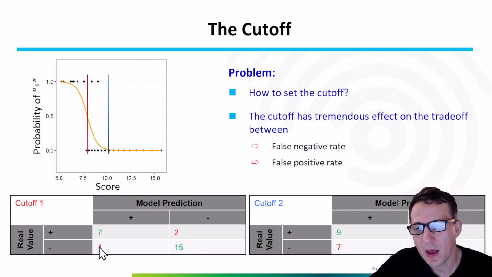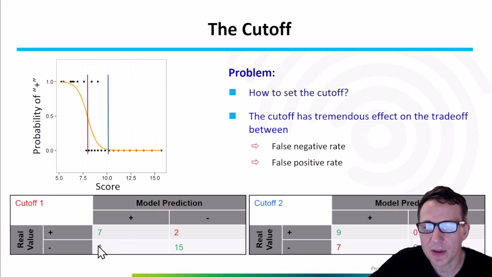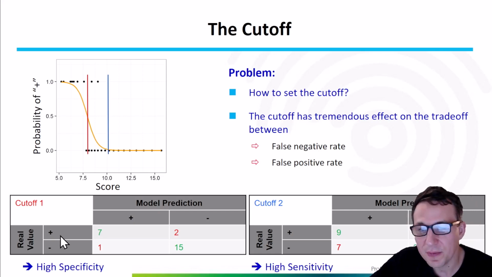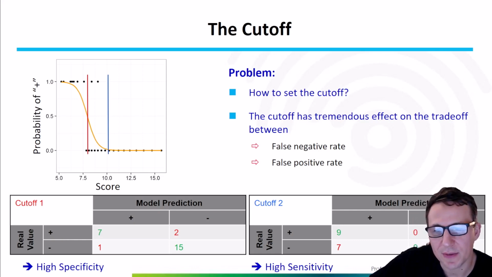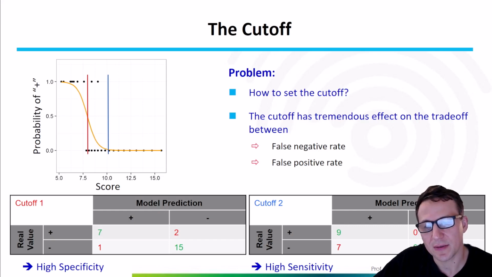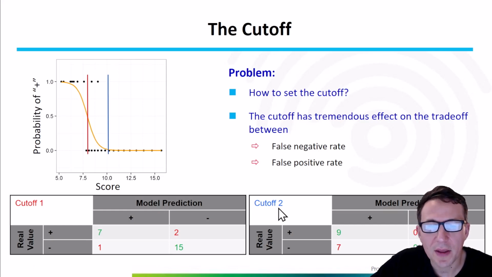Yeah, so we got 1 false positive prediction. So this cutoff then would actually be high specificity. High specificity means that your model is very specific in terms of if it says it's negative, then it usually is negative. On the other hand, cutoff 2.